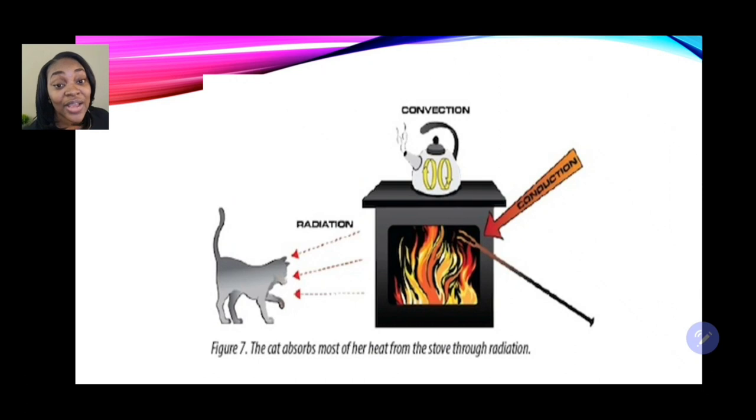Now, that's it for today on the principles of heat transfer.